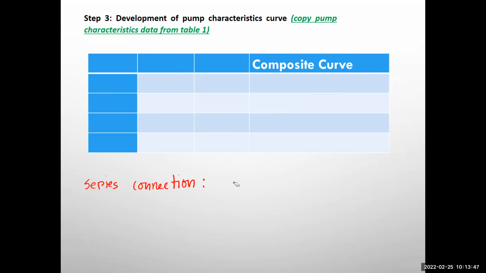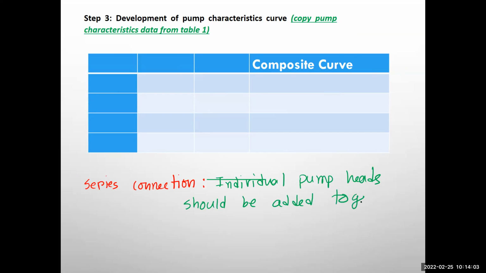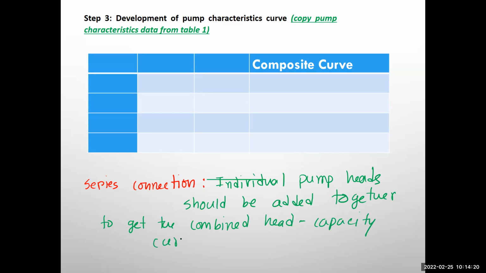Individual pump head should be added together to get the combined head or capacity curve. Okay, now from where will I get the individual pump head curve value?